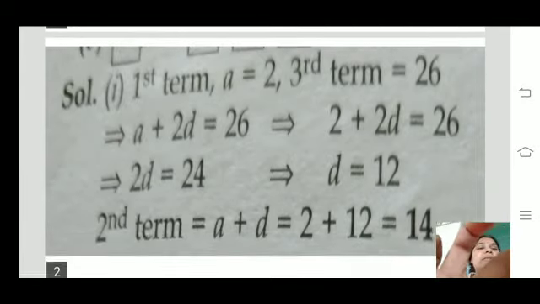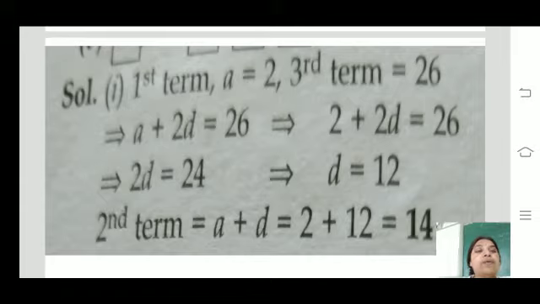Hence the second term of the AP is A plus d. How did we calculate the second term here? We know the formula to find the nth term, that is An equals A plus (n minus 1) into d. Now for the second term n equals 2, 2 minus 1 gives 1. Hence the second term will be A plus d. Let us replace the values now. We know the value of A is 2. We know the value of d is 12. Hence A plus d will be 2 plus 12, that is 14. Hence the required answer is 14.